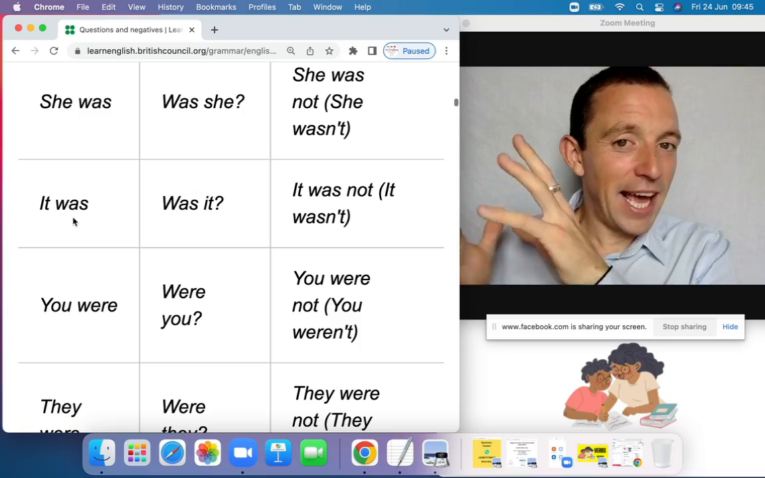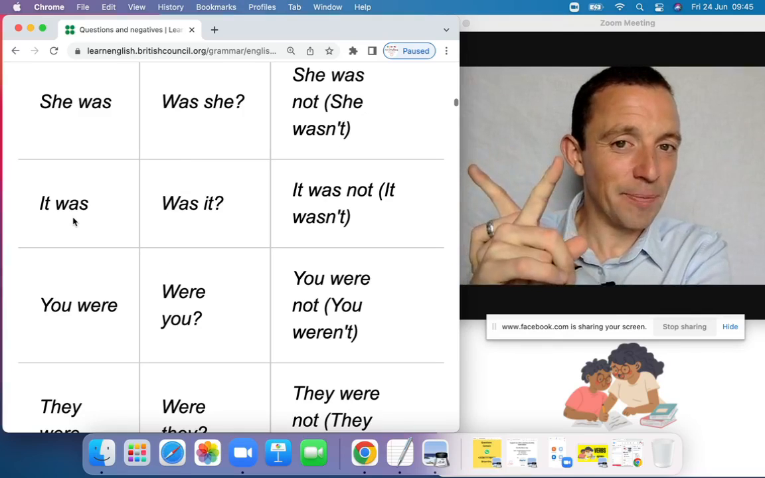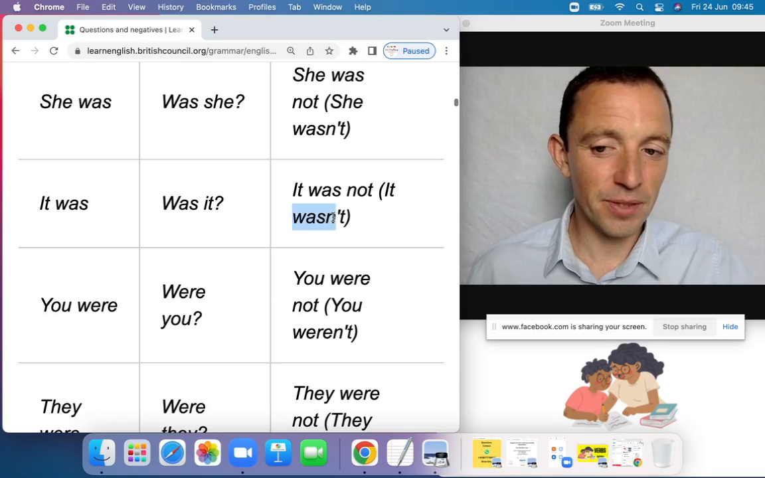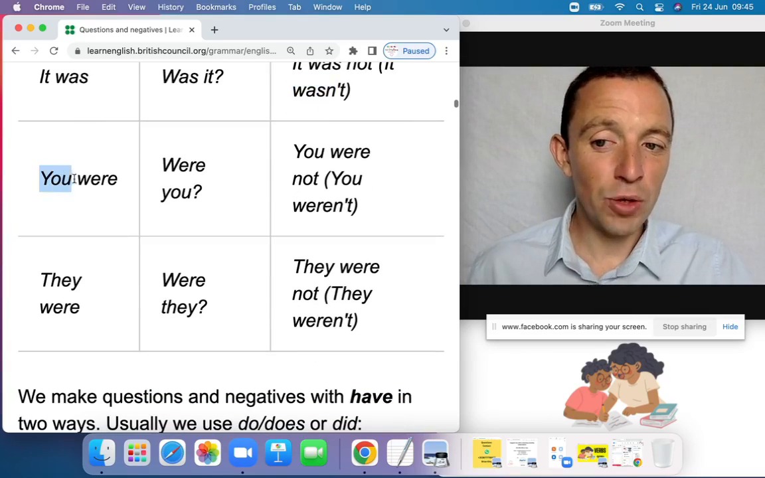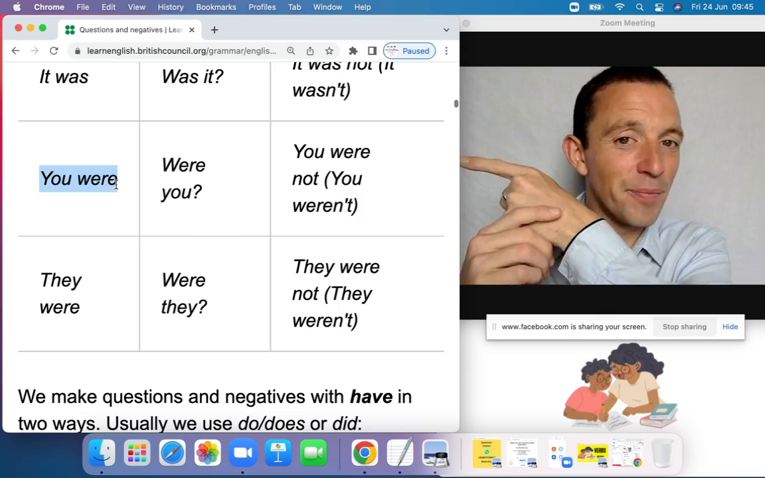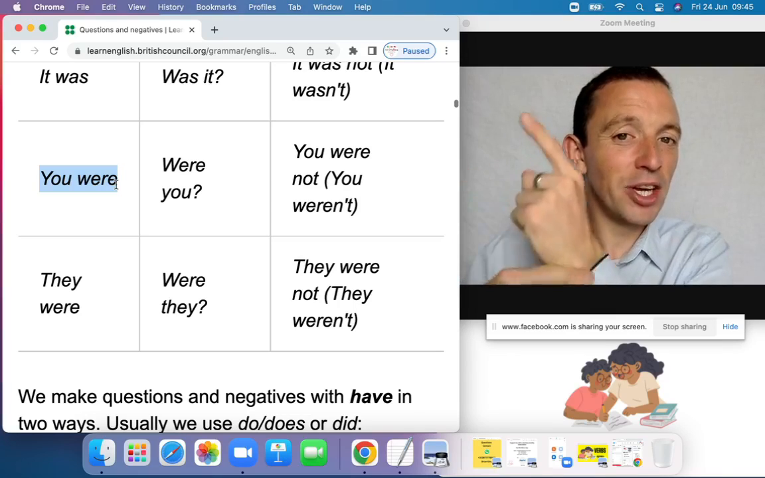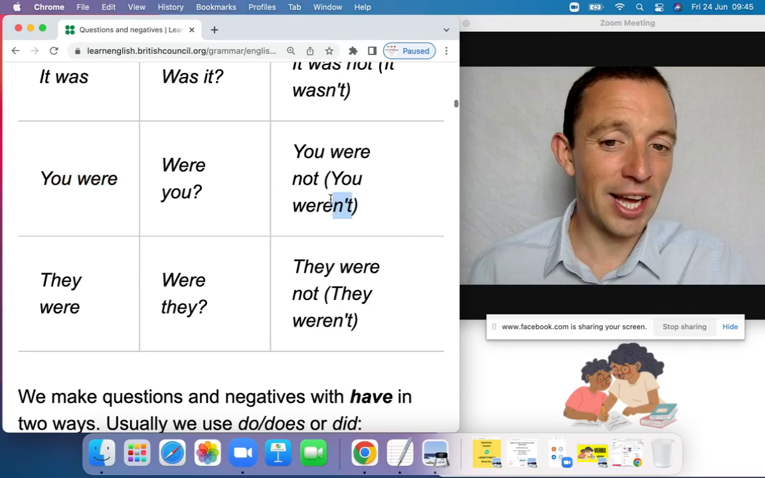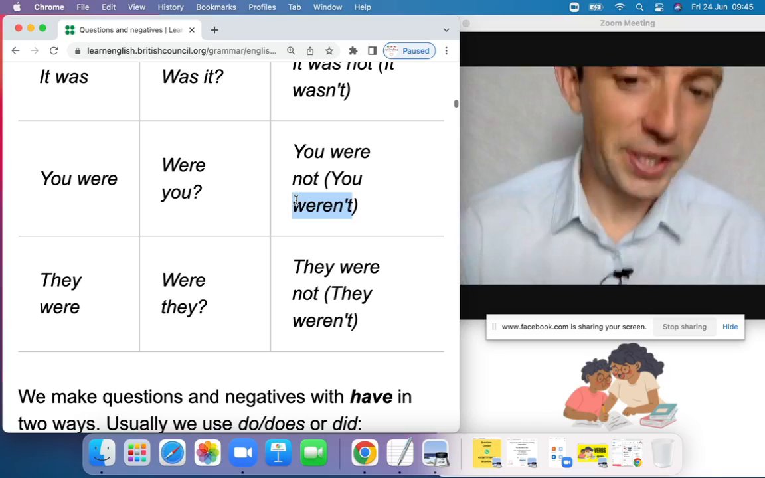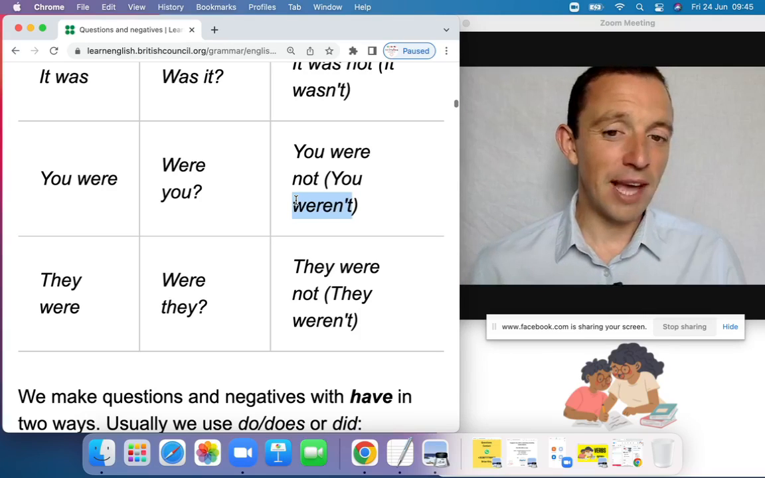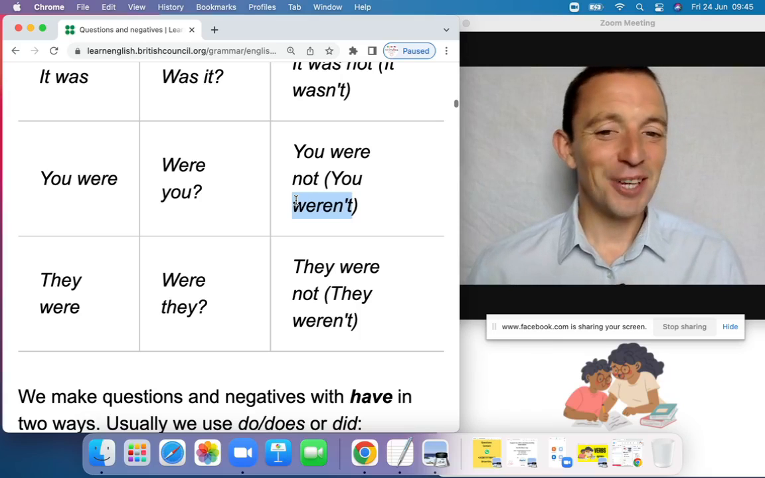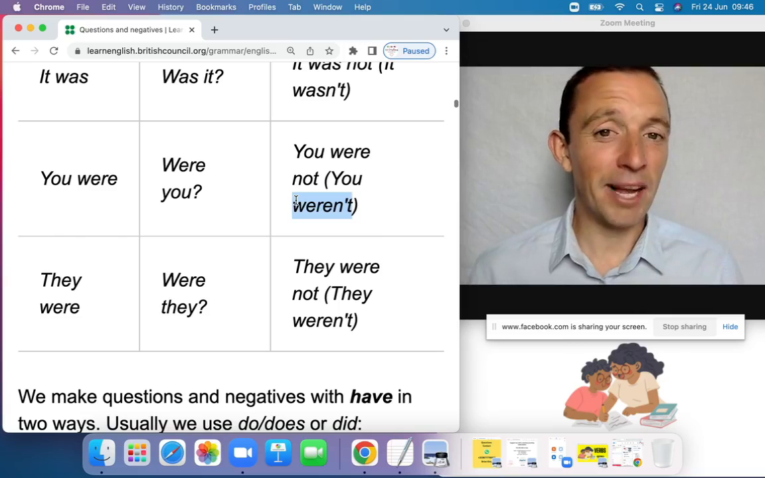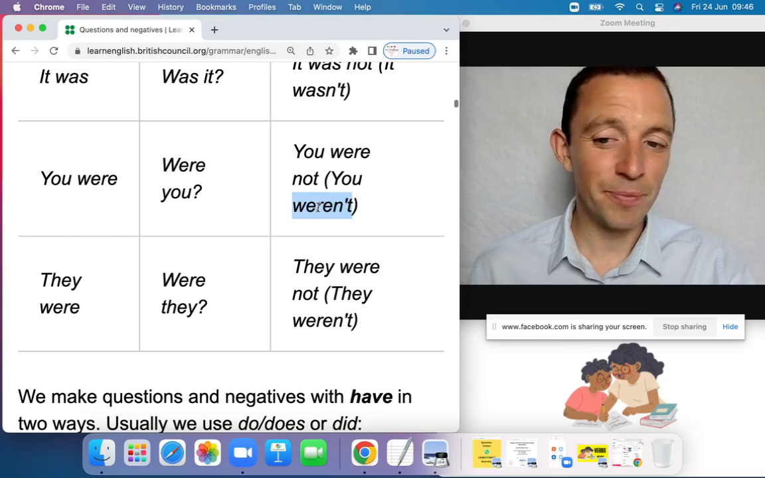It was a beautiful day. It was. Question, was it? Negative, it was not or it wasn't. Contraction. Okay. Singular or plural, you. In the past simple, you were. Question, were you? Negative, you were not. Or contraction, you weren't. Difficult pronunciation, and maybe my pronunciation is unique. With that, you weren't. Some people say were not. So my pronunciation is you weren't. You weren't happy. Difficult, because some people have different pronunciation of this one, including me.